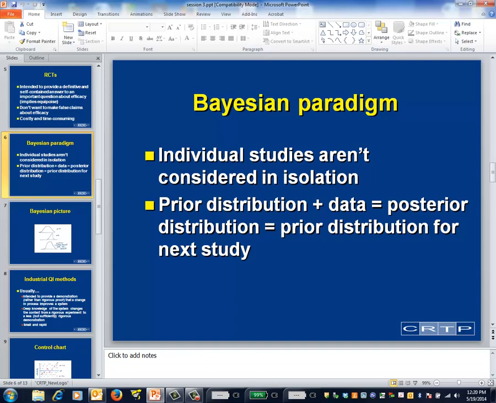They then combine this previous information with the data from the trial, and thus derive an updated estimate of the distribution of reasonable values of efficacy. This so-called posterior distribution becomes the input to the analysis of the next study, and so forth.